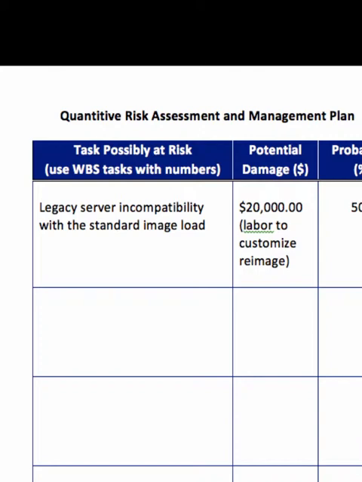Notice that we've got the task possibly at risk. We look at the WBS and we say, is this task got a risk associated with it? If it does, then we want to put it in our log. If it doesn't, then we go by. Now, this is a reasonable risk.